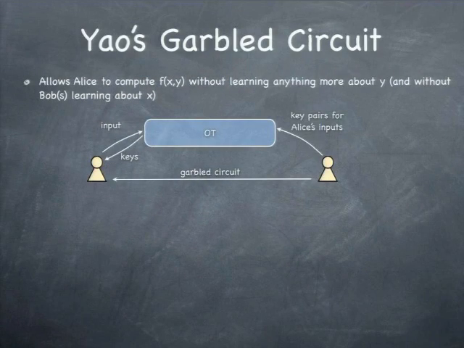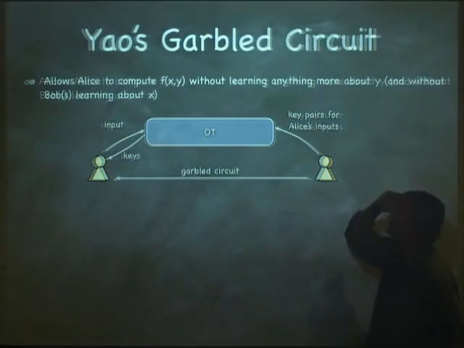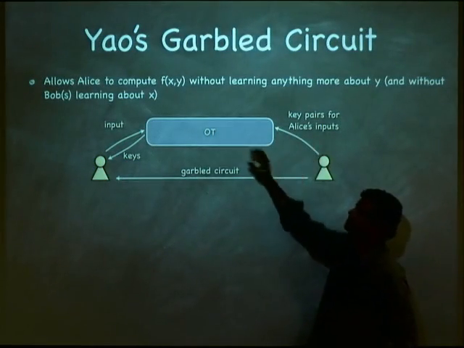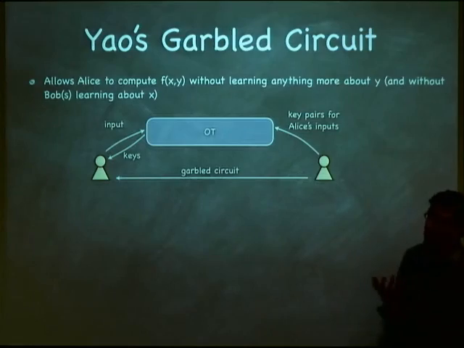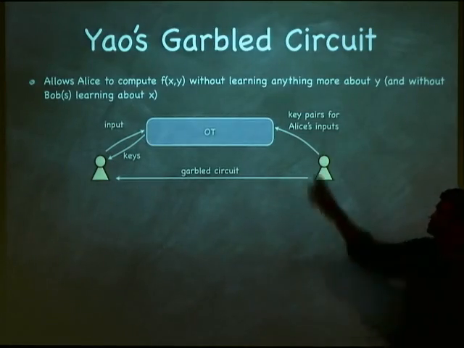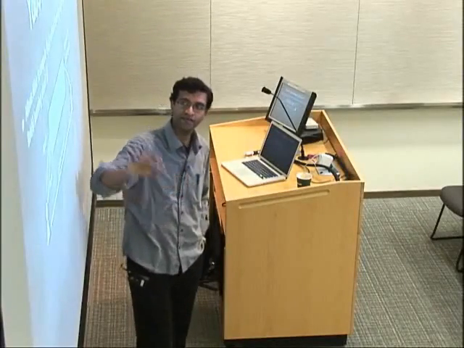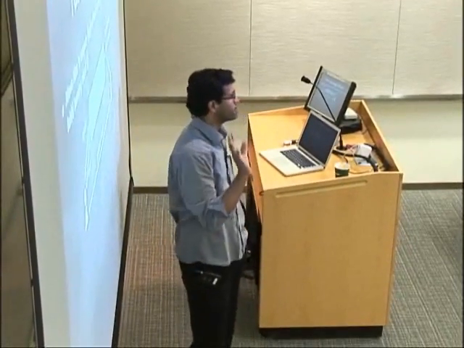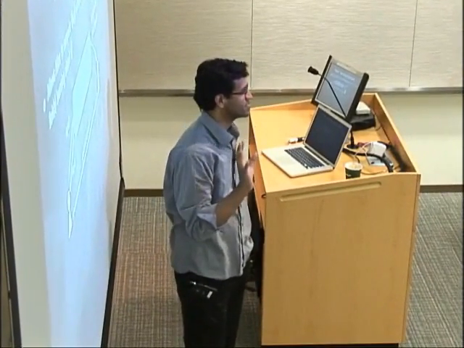The garbled circuit construction involves, or the protocol involves, the use of an oblivious transfer primitive. So let's take it as an ideal box right now. Everybody knows what oblivious transfer is here.